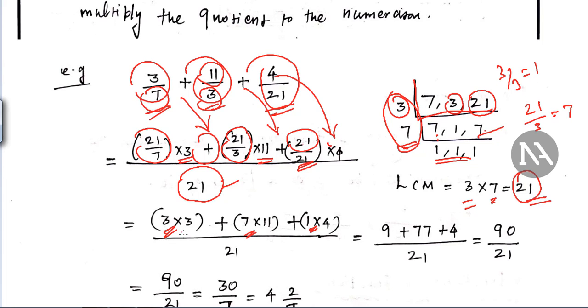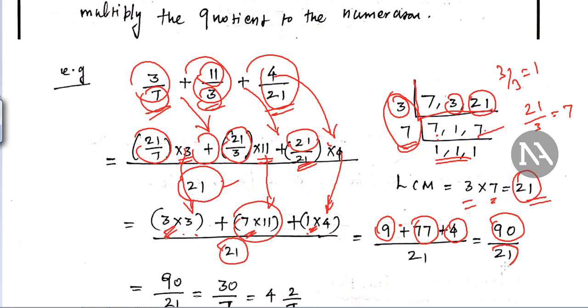Now 3 into 3, this 3 is coming here, 11 is coming here, this 4 is coming here. So 3 into 3 will give you 9. 7 into 11 will give you 77. 1 into 4 will give you 4. So the denominator value is 21. If you add everything, this will give you 90. So 90 divided by 21.